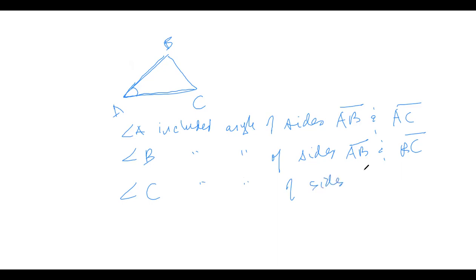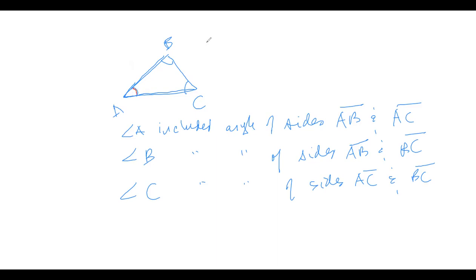Sides what? AC and BC. AB, BC, AC. Okay, so here, angle B is the included angle of side AB and BC. Angle C is the included angle of side BC and AC. And angle A is the included angle of side AB and side AC. Now, it's important for you to know what it means to have an included angle here.